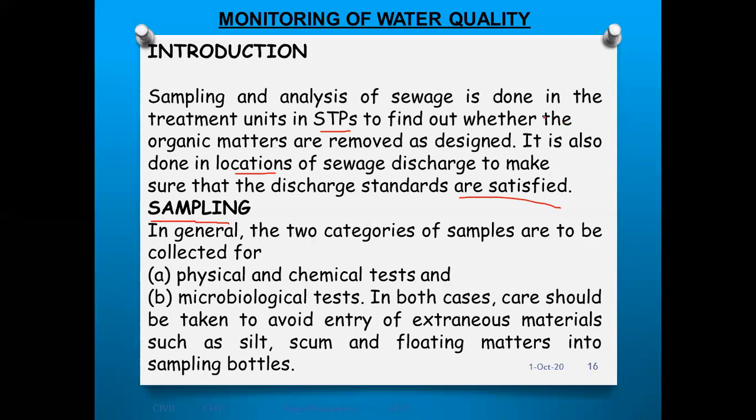In general, there are two categories of samples to be collected. Right? So generally, in sampling we are having two categories of sampling, collecting the samples. So what is the first one? Physical and chemical test. So we are doing physical and chemical test. The second one is microbial test. Second one is microbiological test.